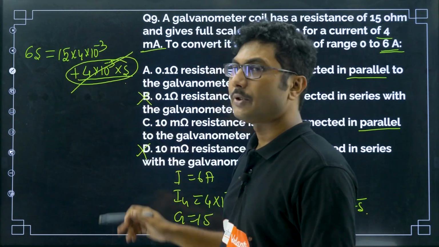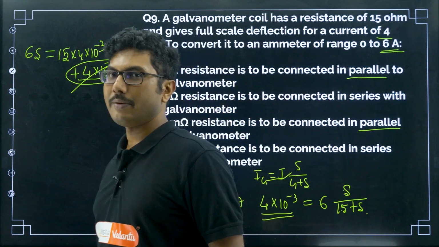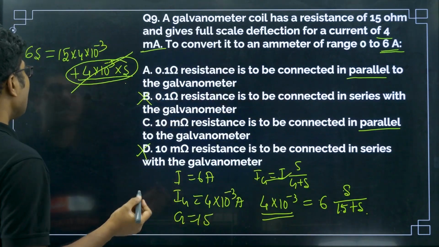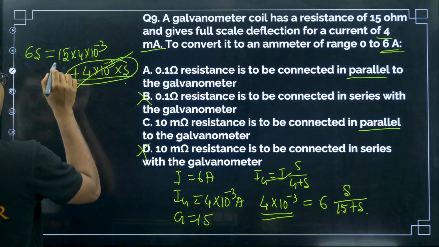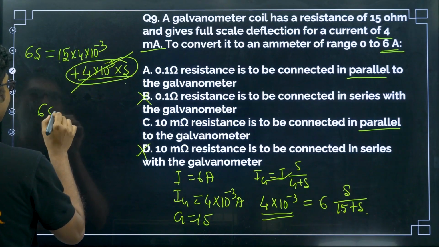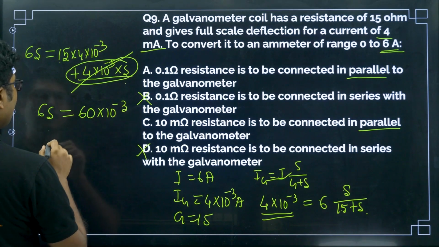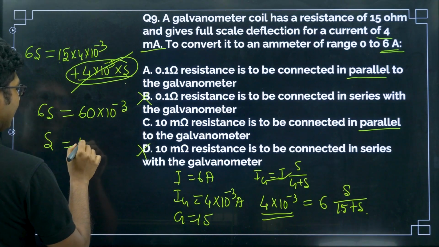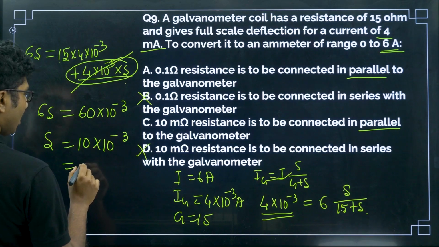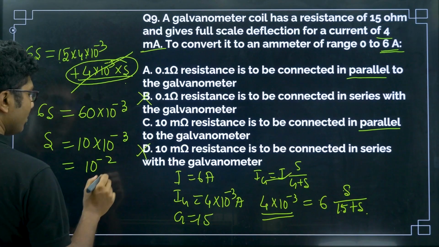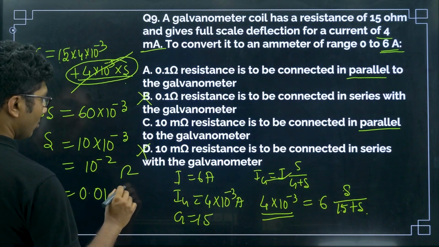We will ignore this term because if I subtract this from 6s, it will not change much, okay, but our mathematics will be difficult. So the only thing that we consider is this value. So 4 5s are 60, 6s equals 60 times 10 to the power of minus 3. So s is basically 10 times 10 to the power of minus 3, or 10 to the power of minus 2 ohm, or it is basically 0.01 ohm.